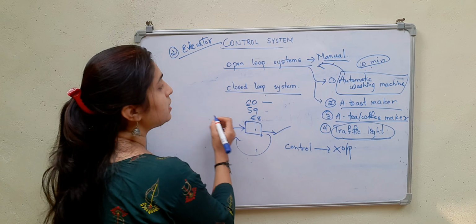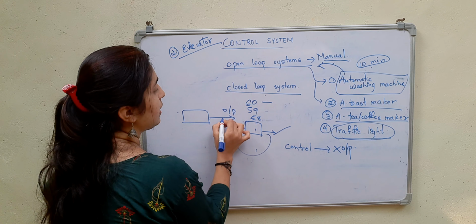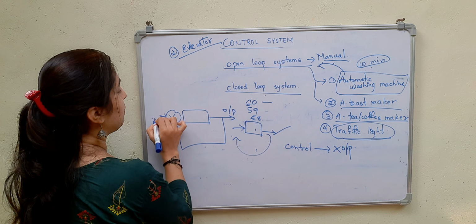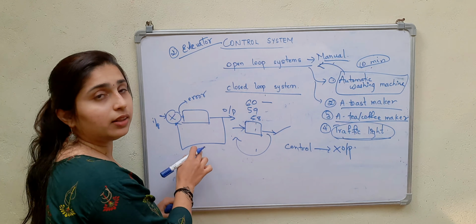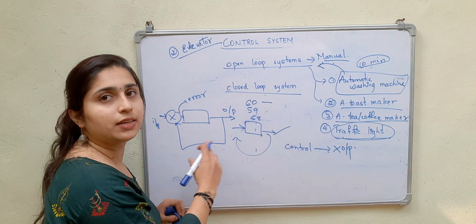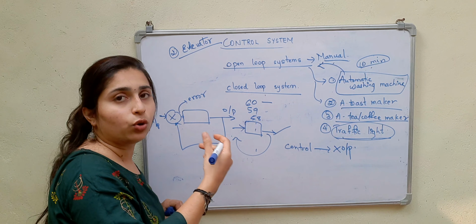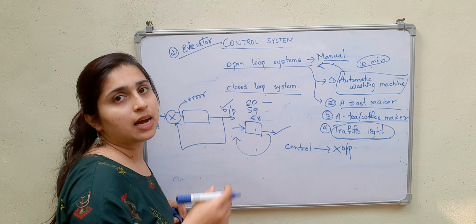A closed loop system means you get the output and it is fed back to the input. The error, the difference between the output and the input, is measured, and the system takes the necessary controlling action to achieve the desired output.